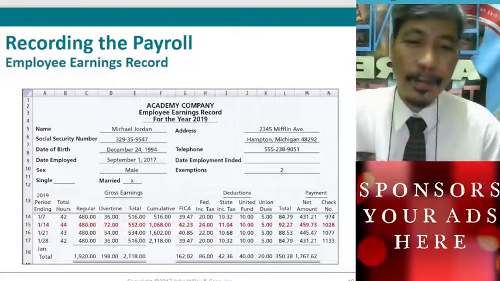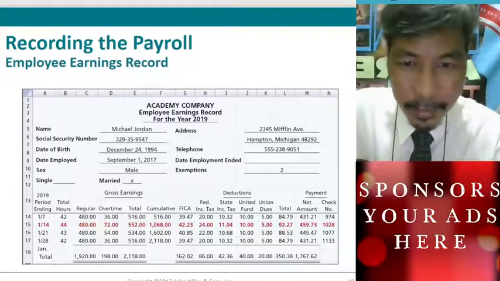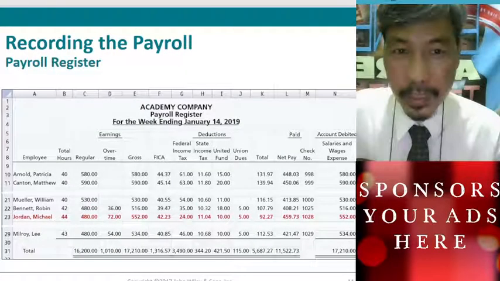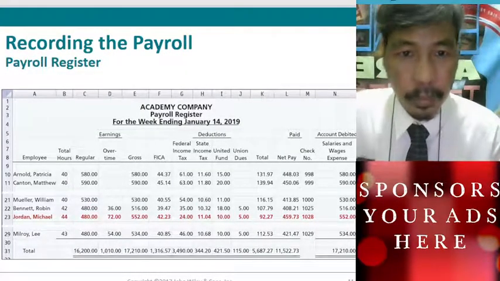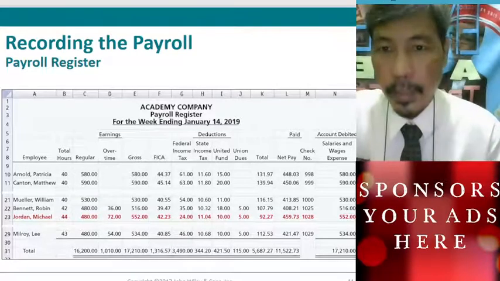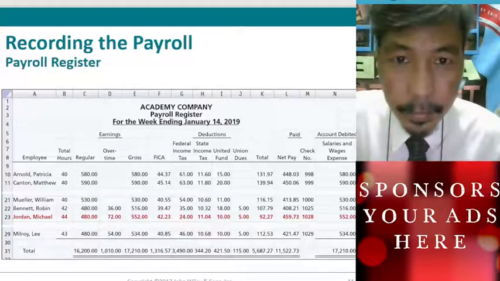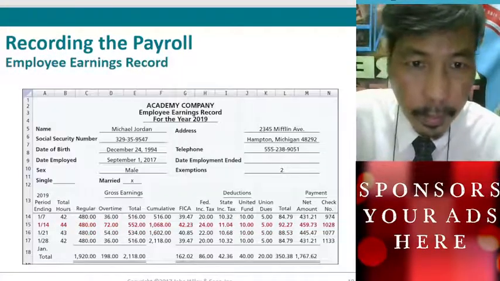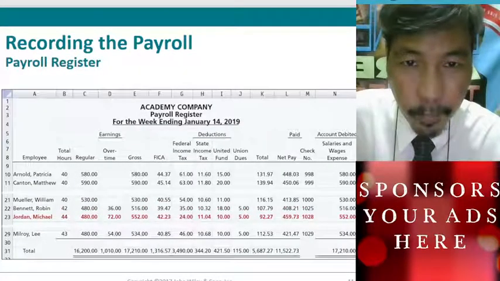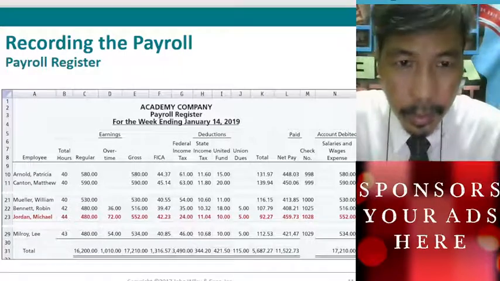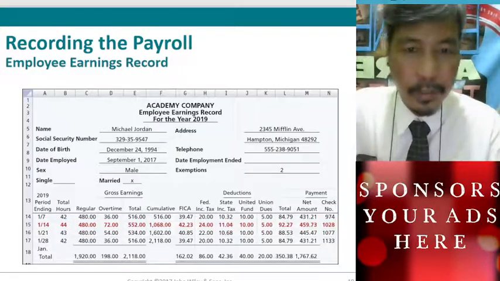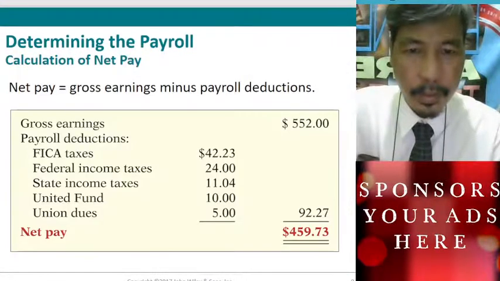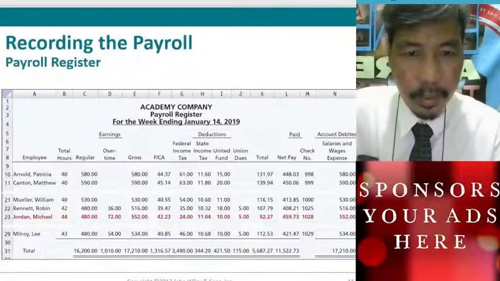Okay? So think about it. That is our contribution to be a citizen of this country. Contribute for the money of the government. Now, another payroll. This is for one person, an employee. This is the register for the company. So that is the difference: this is for one person, and this is for the company.